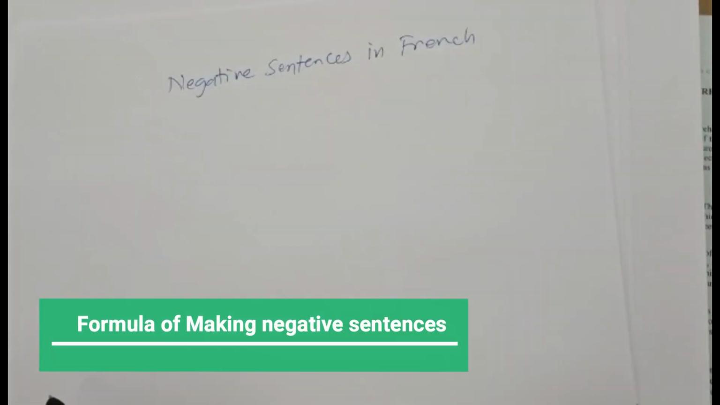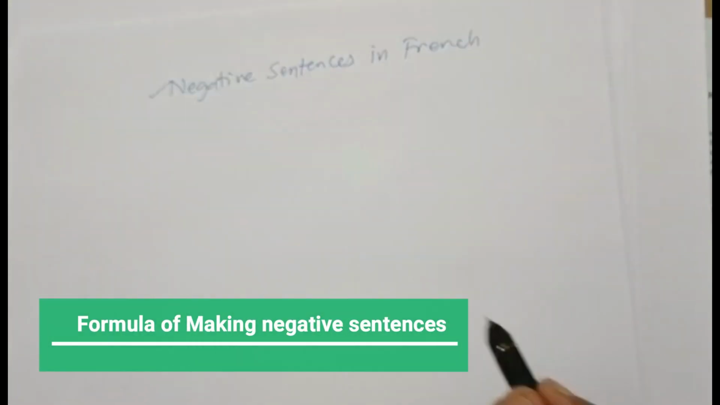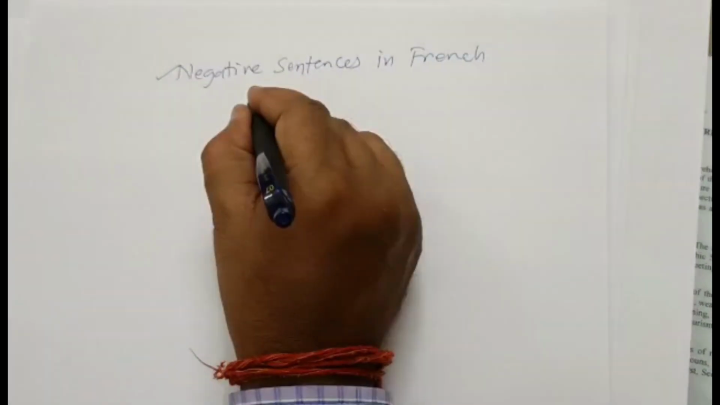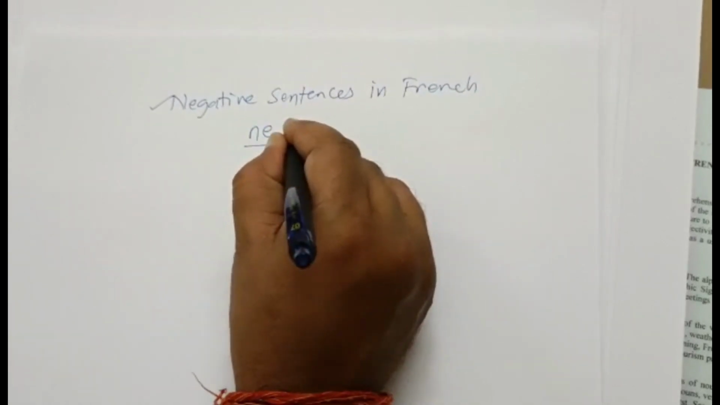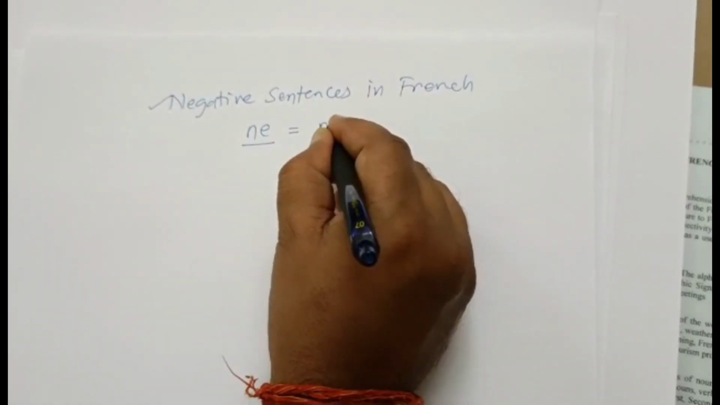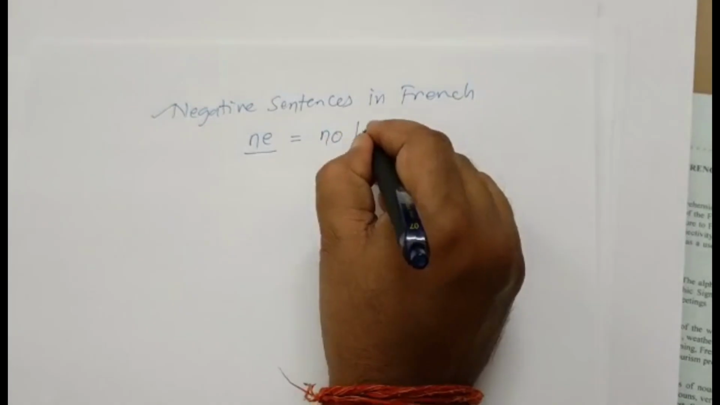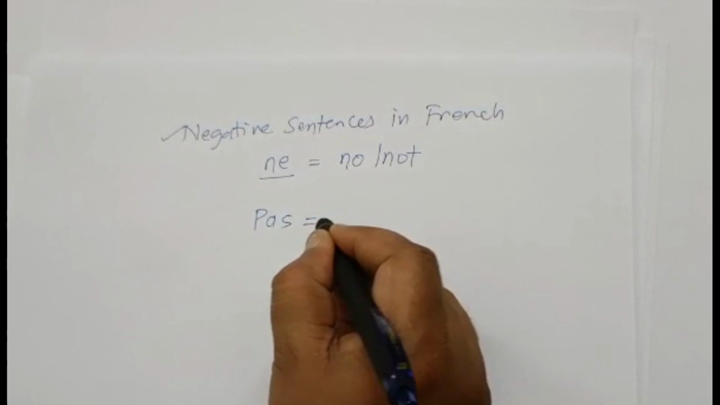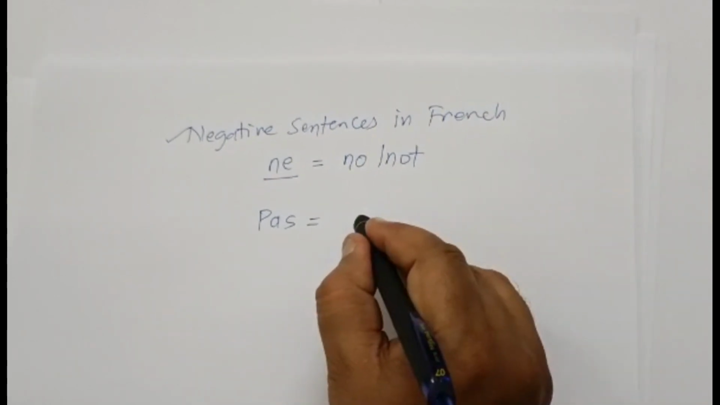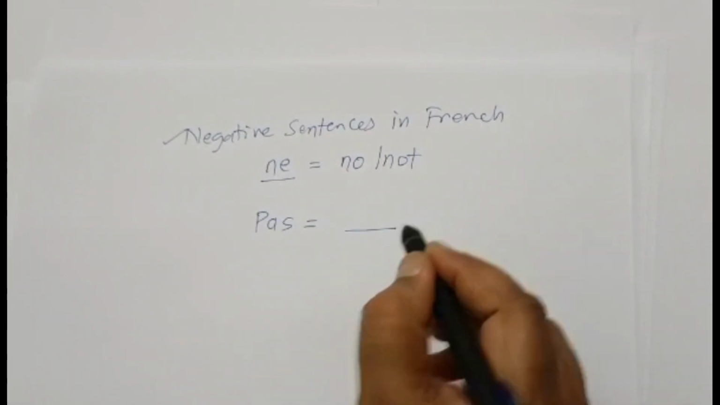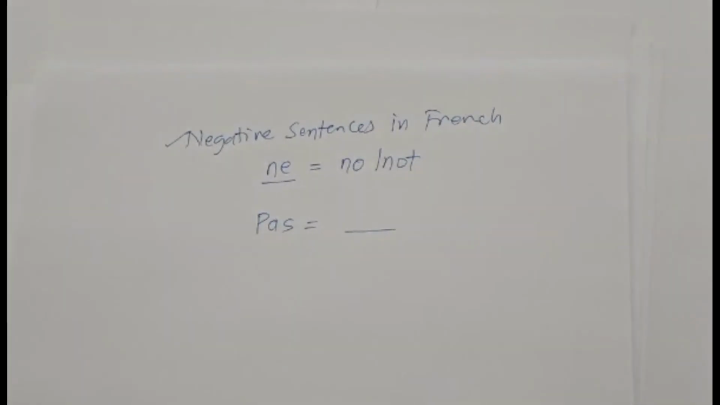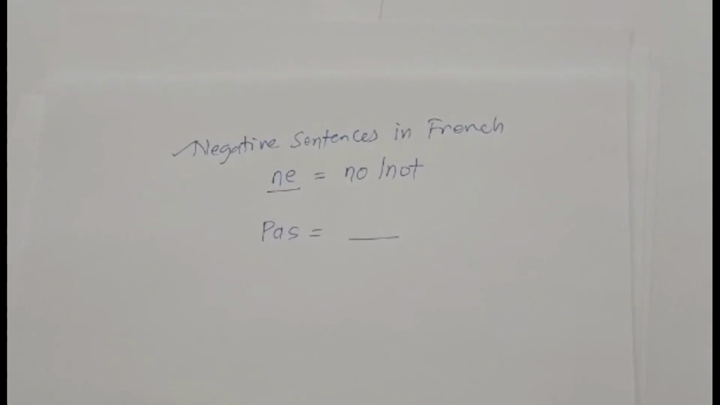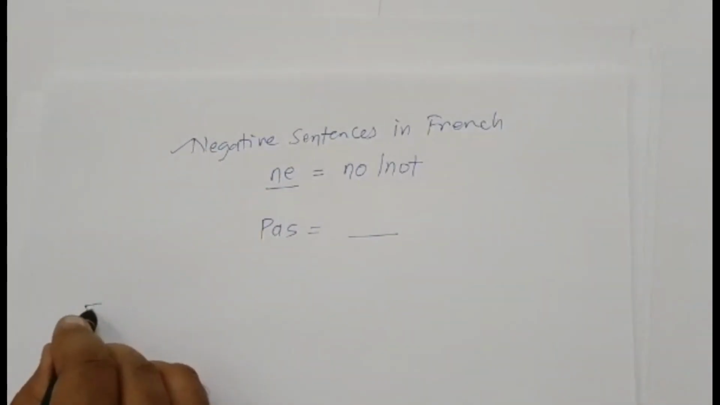Friends, as you are aware, any sentence can be considered a negative sentence once there are certain words: ne, that is the indication of no or not in French, and another word called pas, to be associated with the sentence at different places. Now you might have wondered, where do we need to place the words? So here is the formula.